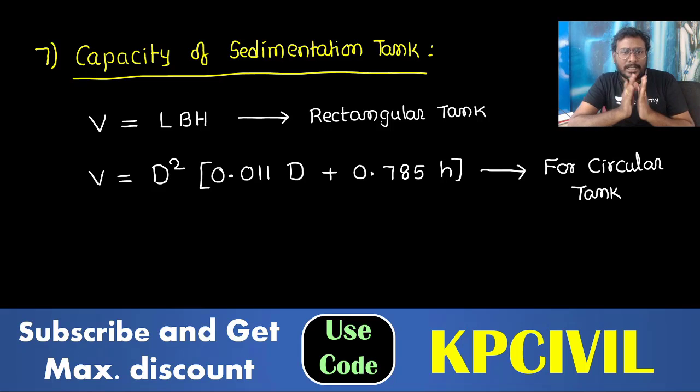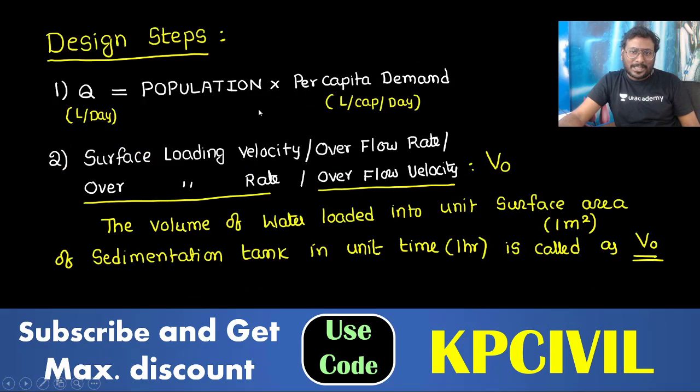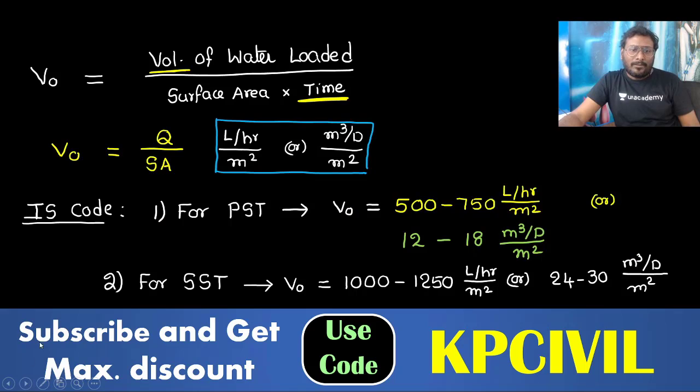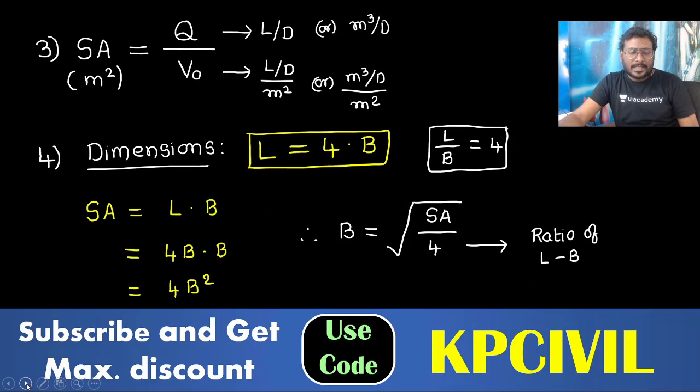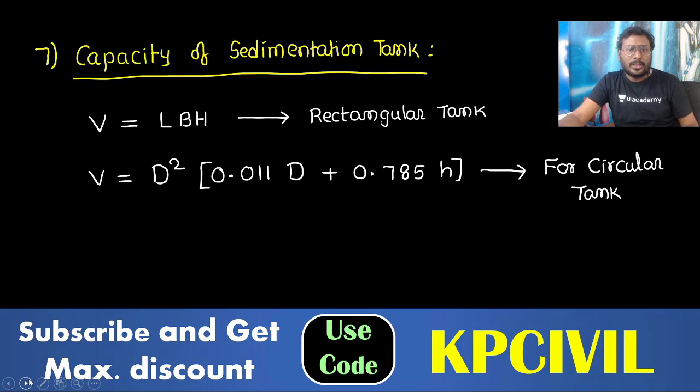All values are determined using this. What do you need for this? Only 2, na? Discharge using population into per capita demand, and velocity from the IS code, 500 to 750 or 1000 to 1250. Using this you get the surface area. After surface area, L is equal to 4B, or surface area is equal to pi by 4 d square. Depth is assumed, and you will get the volume. This is regarding the design of the sedimentation chamber.